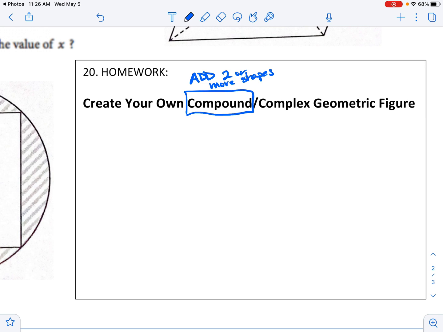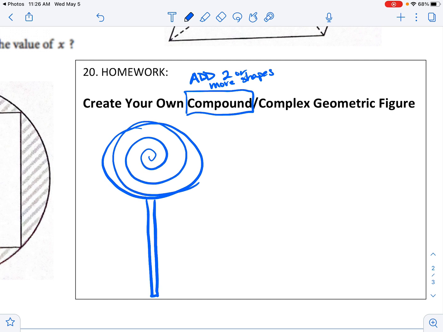So like this would be a sucker, which would be made up of a circle, but actually done right, and then a rectangle for the popsicle stick. So you could decorate it to make it look more like a sucker and a popsicle stick. That is a compound figure because it is made up of 2 or more shapes. It's made up of a circle and a rectangle.